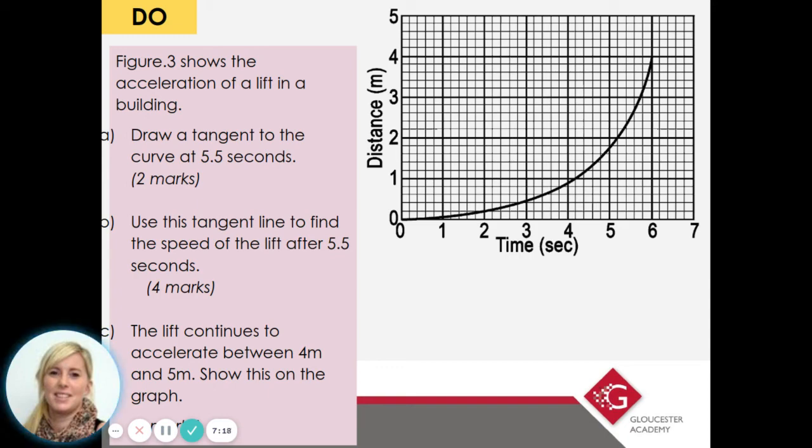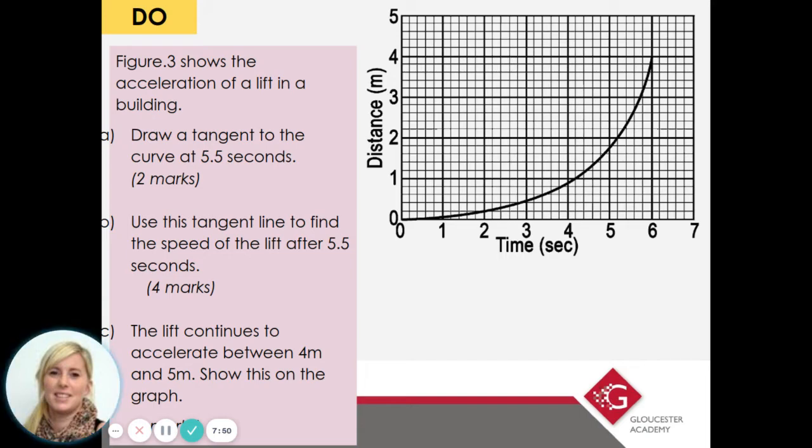Okay, so in terms of applying, let's do this now. We've got the acceleration of a lift in a building. So we're going up. For the first one, you have to draw a tangent on the curve. Even if you don't have graph paper, you can still sketch out this graph because you could use centimetres on your ruler to get the distances right. This is going to take you a little bit of time, so pause the video and then draw the graph.